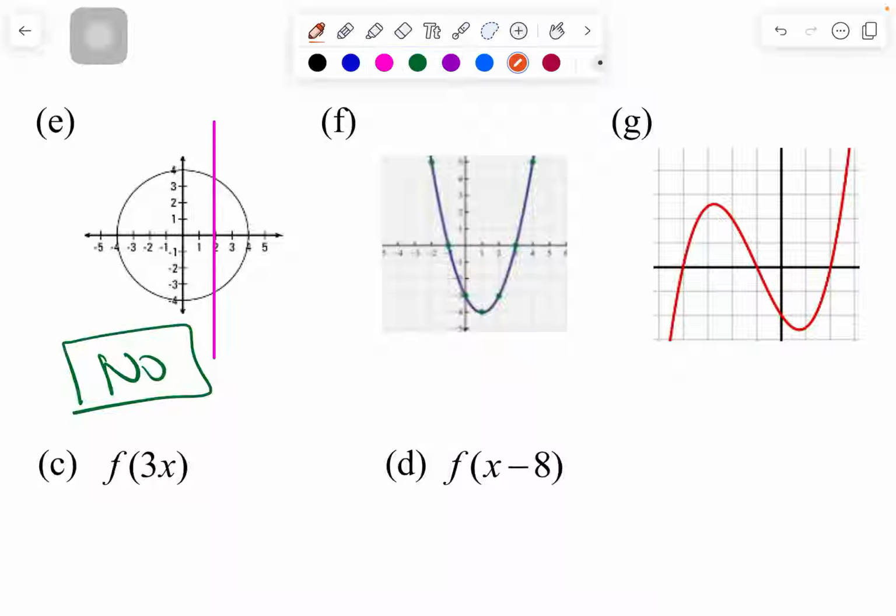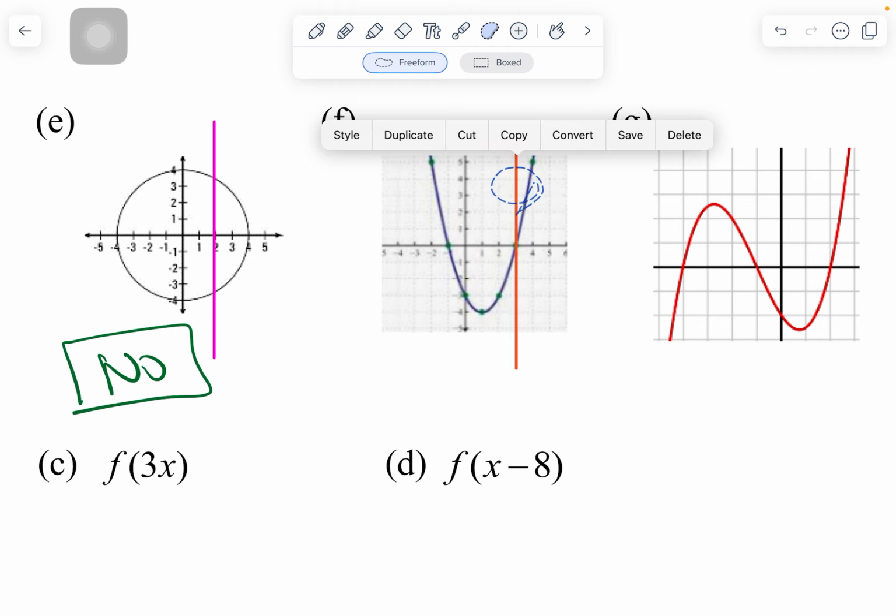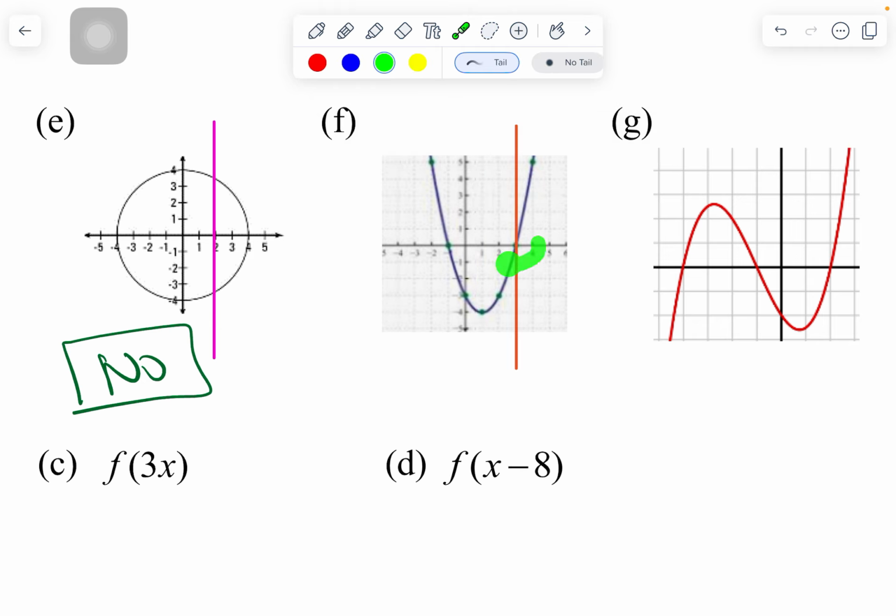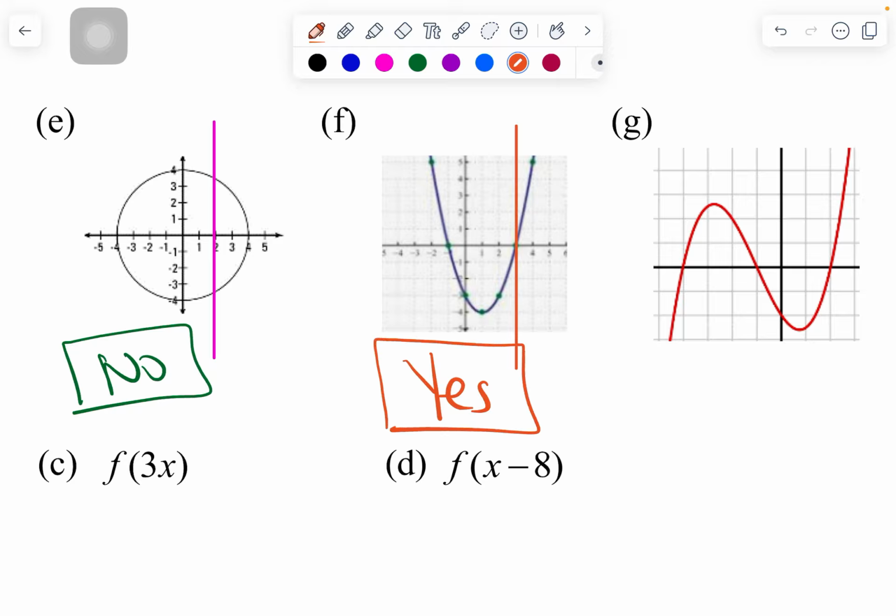Part F, let's go ahead and do that same vertical line test. There's my pretty vertical line. And again, the program I'm working in allows me to move these lines as I want them, right? So now we're touching the graph, touch, touch, touch. But as I move it along, I only ever have 1 point of intersection at any given vertical line. So that is a yes, you pass the vertical line test, right? This vertical line only ever touches your graph at any 1 point at a time.